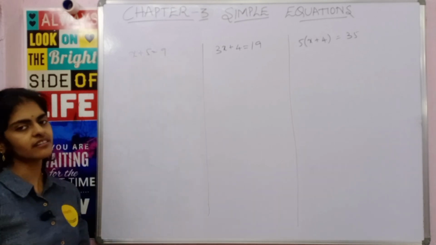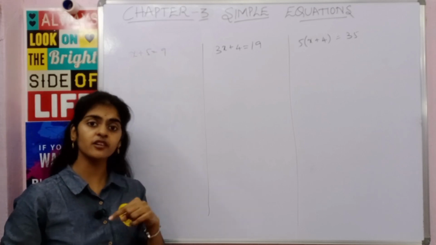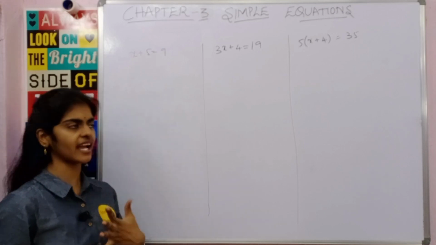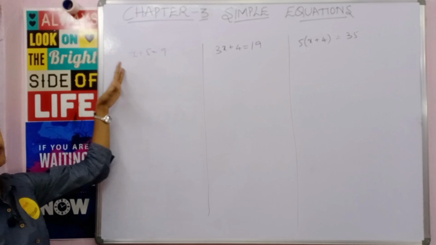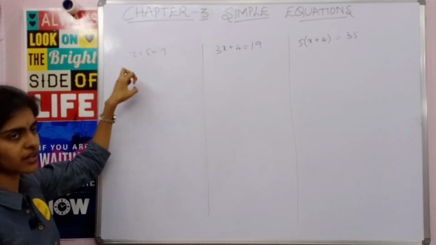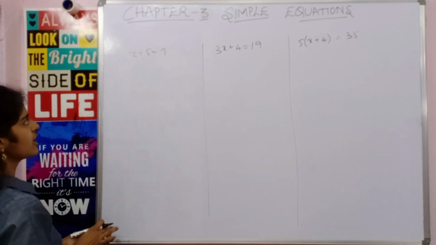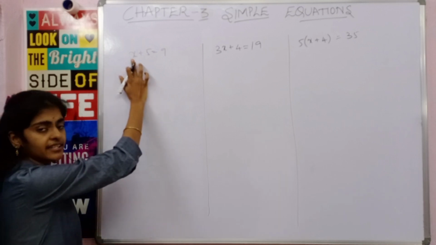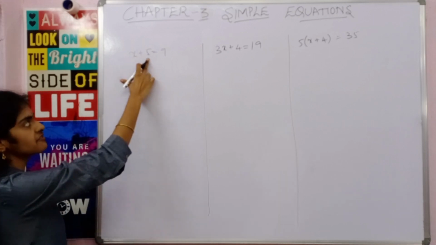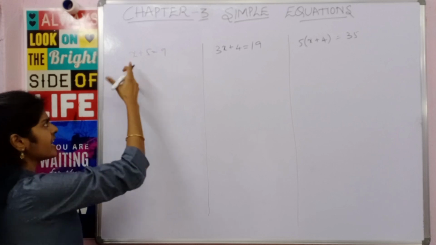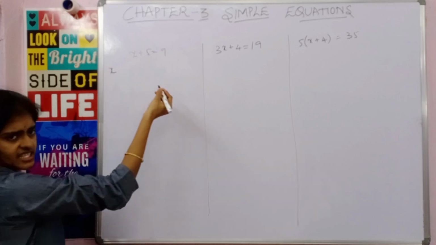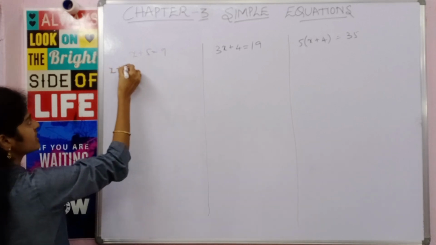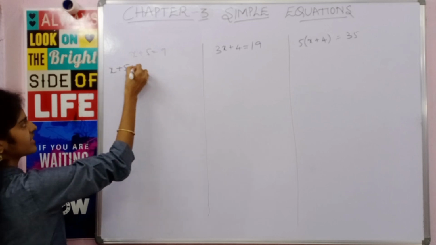Firstly, let us use the first method, without transposing. That means you will not transpose any terms from LHS to RHS, you will solve there itself. In LHS you have to find the value of x, but you have 5 added to x. Similar problem we have solved just now. If you want to remove this additional 5, you will subtract 5.